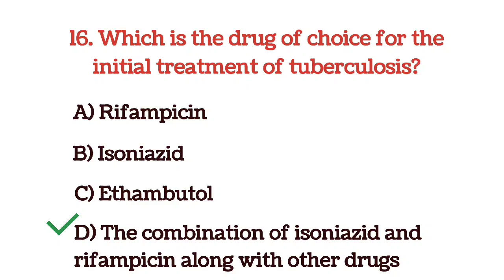Drug of choice for the tuberculosis initial treatment is the combination of isoniazid and rifampicin along with the other drugs, which is used in tuberculosis treatment.